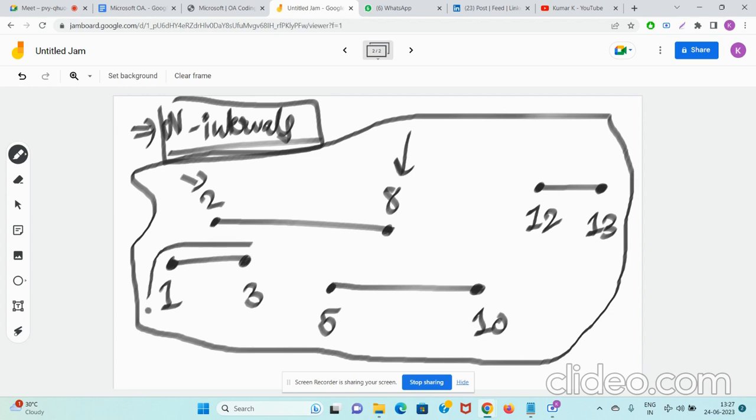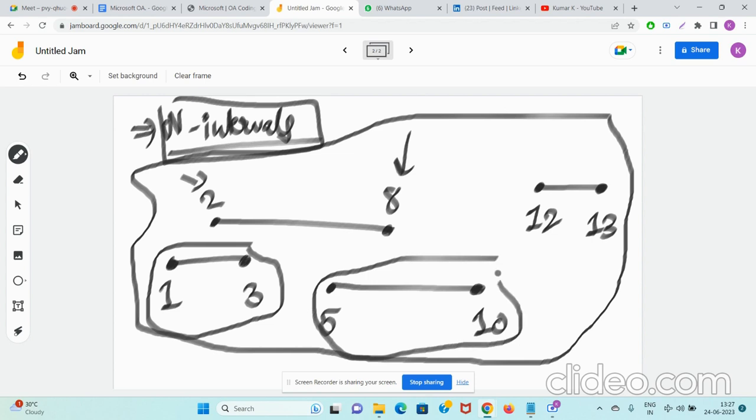Obviously, it is 1, 3. This is not touching this. 5, 10 and 12, 13. See, all these three are not touching each other. So the output is 1. There is one way. Output is 1.